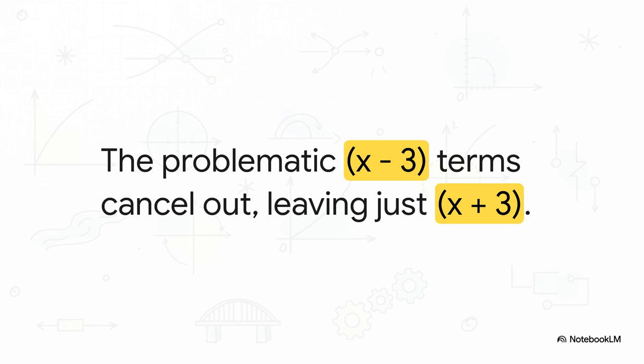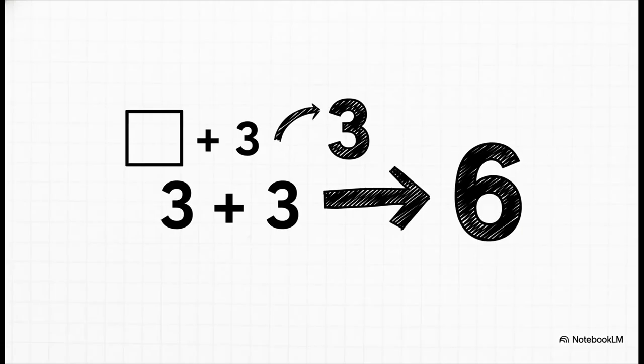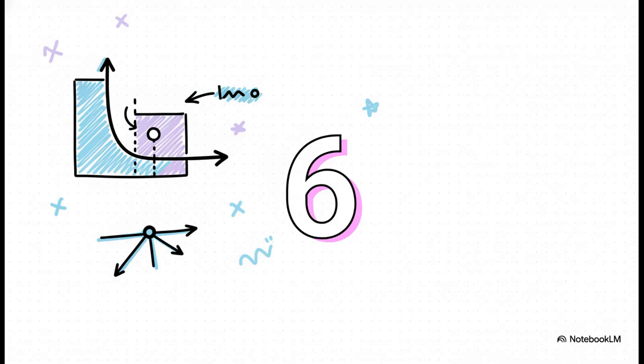Now this new function is identical to our original one everywhere except at that one missing point. So now we can finally figure out the limit. We can ask, what value was our simplified function approaching as x got closer and closer to 3? Well, now we can just plug the 3 in. 3 plus 3 is 6. That's the destination the path was heading towards all along. And there's our answer. For a function to be continuous, the value at the point has to equal the limit approaching the point. Since the limit is 6, we have to define f of 3 as 6. So k equals 6. We've officially plugged the hole.